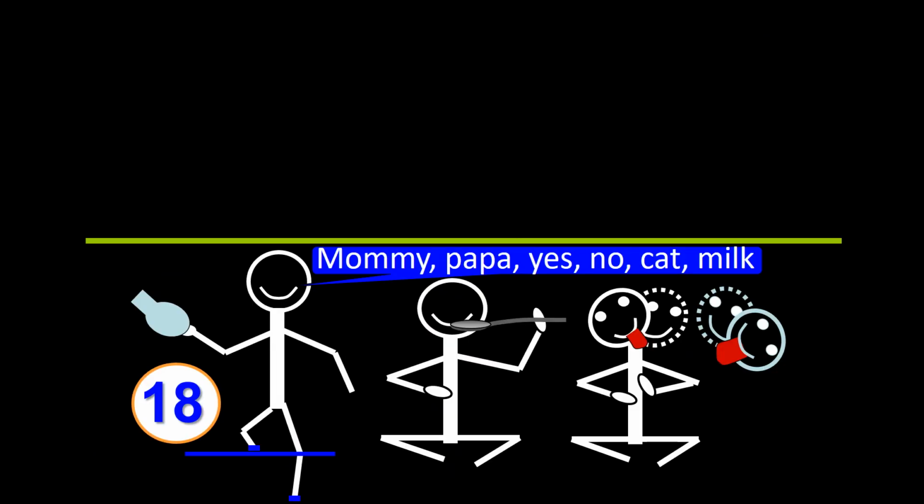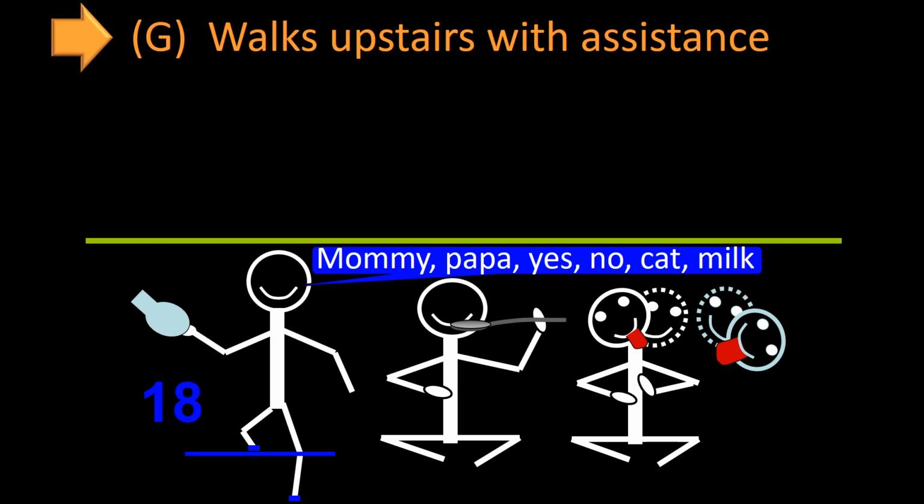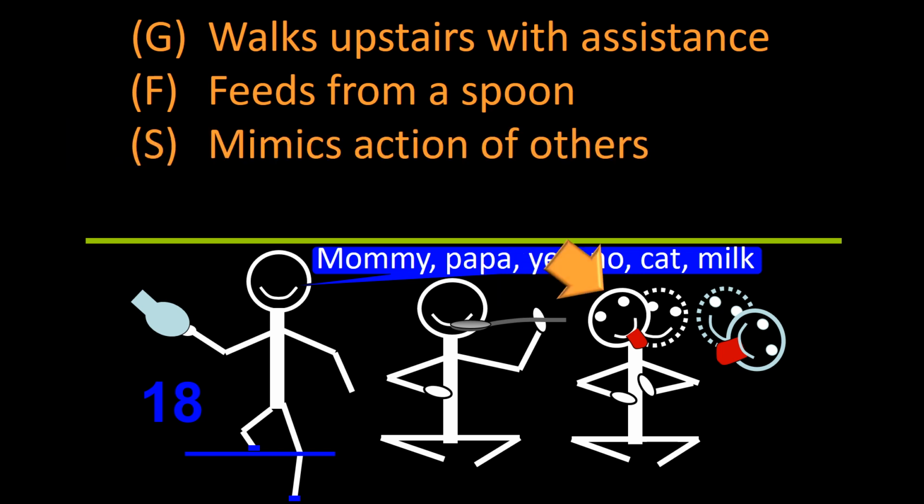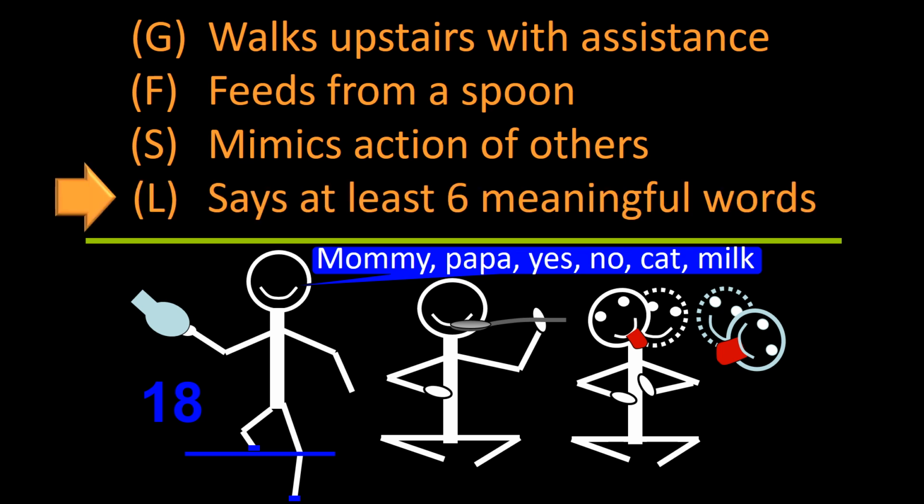At 18 months of age, the developmentally appropriate infant should, in the gross motor area, walk upstairs with one hand held. In the fine motor area, feed themselves with a spoon, but are still very messy. In the social area, mimic the actions of others. Some parents refer to this milestone as monkey see, monkey do. And in the language area, say at least 6 meaningful words.